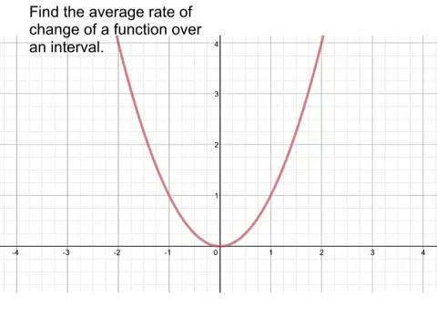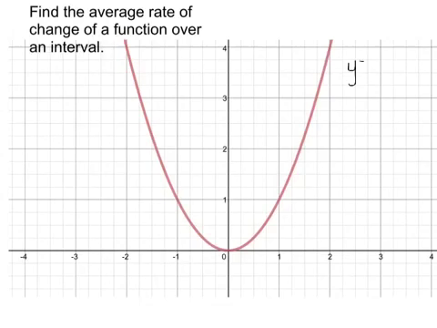So we want to find the average rate of change of a function over an interval. And let's use this function that we have here before us, which we recognize hopefully as y equals x squared. And we have an interval. Usually there's an interval given to us, and this is an x interval. So we're going to be interested in what's the average rate of change over the interval from x is minus 1 up to 2. So from minus 1 to 2.